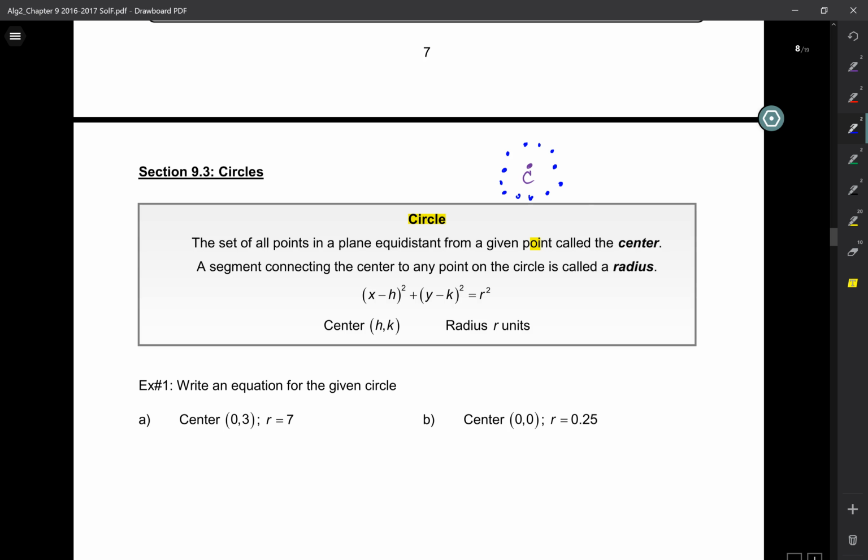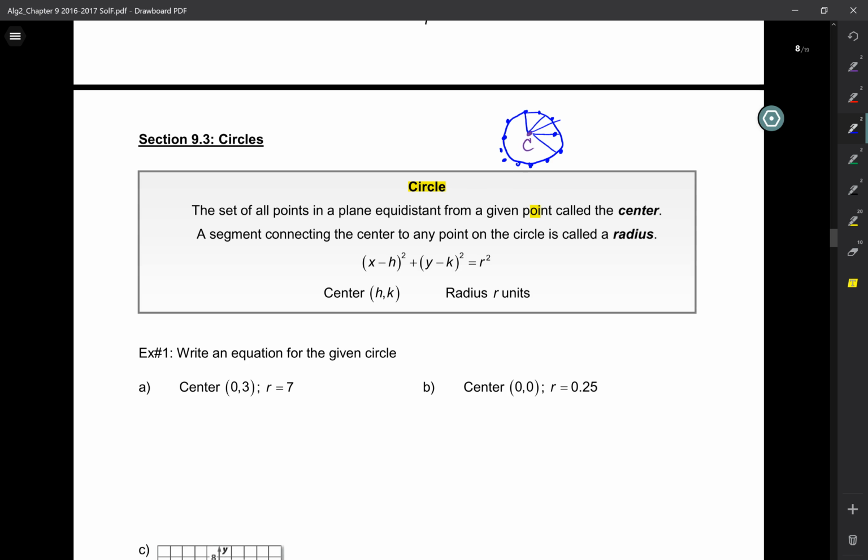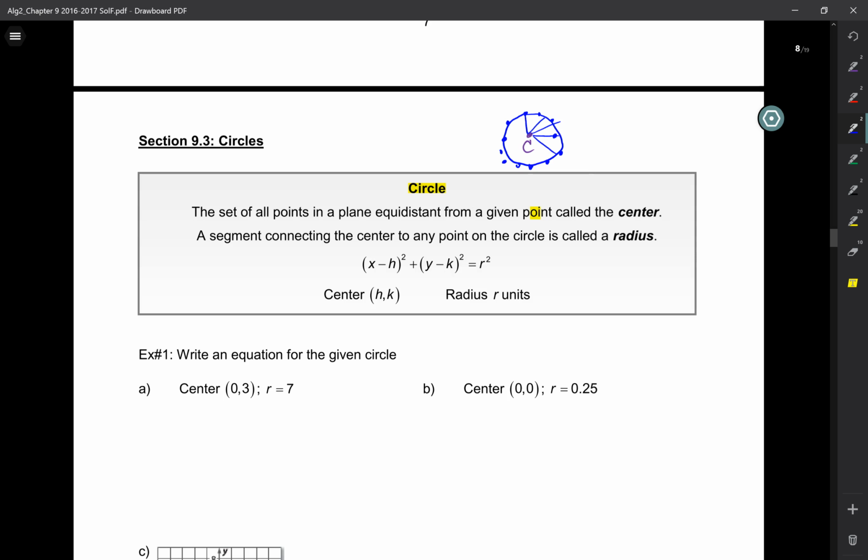A circle is the set of all points that are the same distance away from a given point C. That point from which all of these other points are equally far away, or equidistant, is called the center. And the distance that each of these points is away from the center is called the radius. All right, all things you know, but now we're just putting it in a different context.